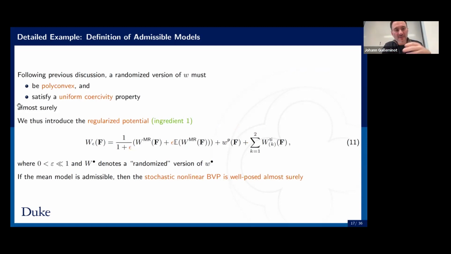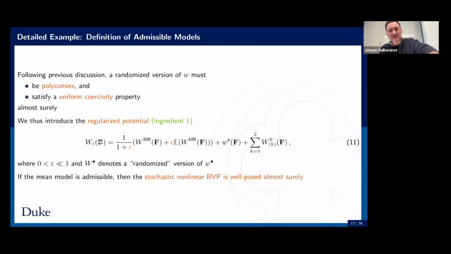Almost surely in probability means that it holds with probability 1, meaning every time I draw a sample of my field, it's going to satisfy the properties that I want. Then I move on to the first ingredient. Remember, we have ingredients 1, 2, 3, 4. The first ingredient is to introduce a regularized algebraic decomposition of my strain energy density function.